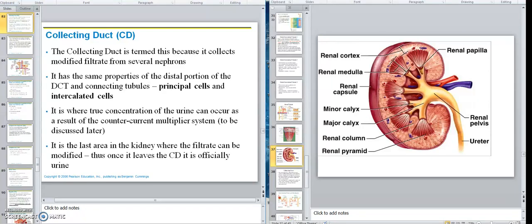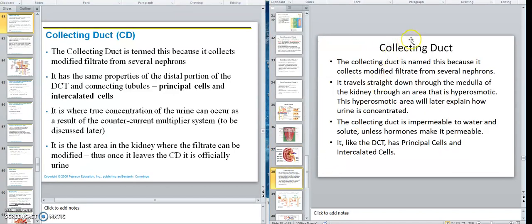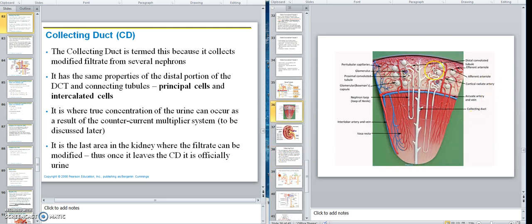Okay, class, where we are now is to talk about the collecting duct. The collecting duct is termed this because it collects modified filtrate from several nephrons. The reason I call it modified filtrate is because, remember, you get the filtration, but then you modify it with reabsorption and secretion. So this collecting duct right here is collecting from several nephrons.